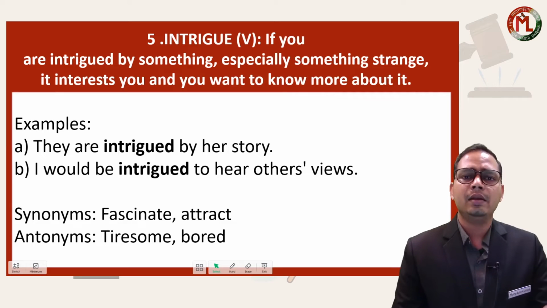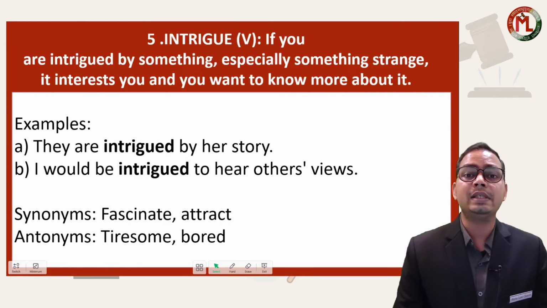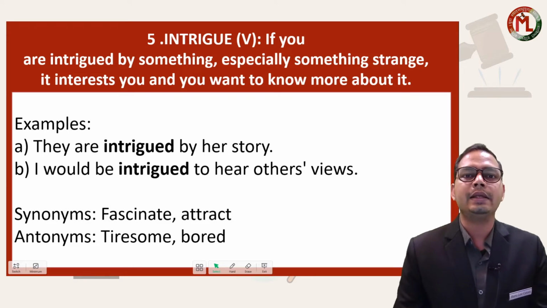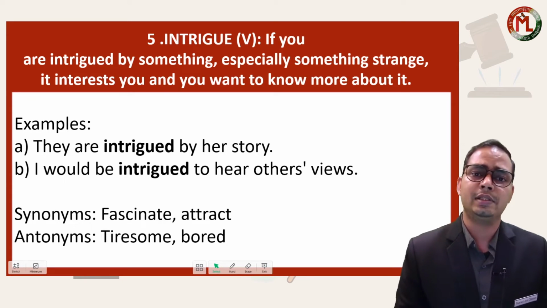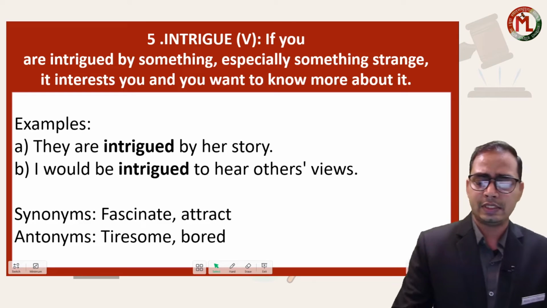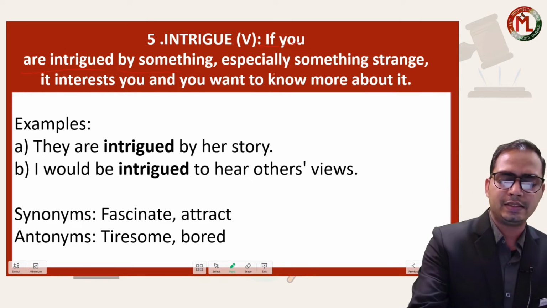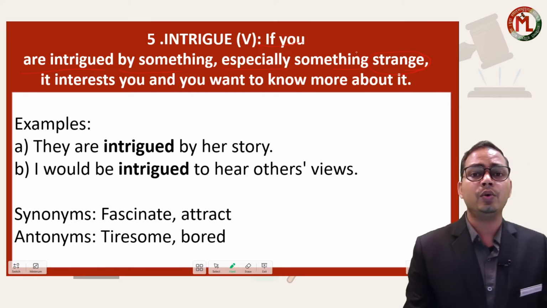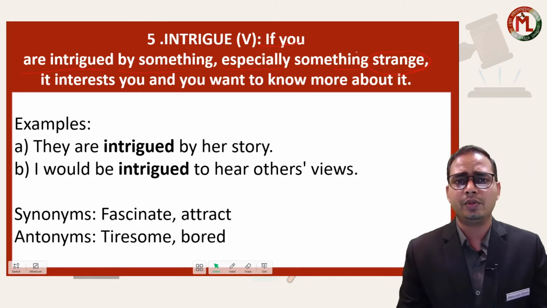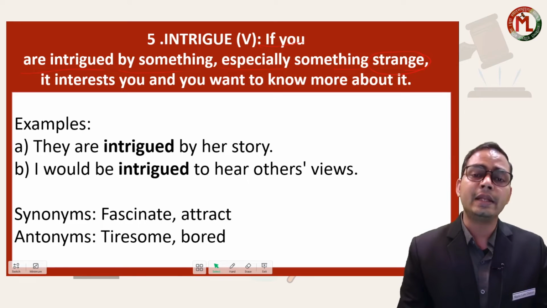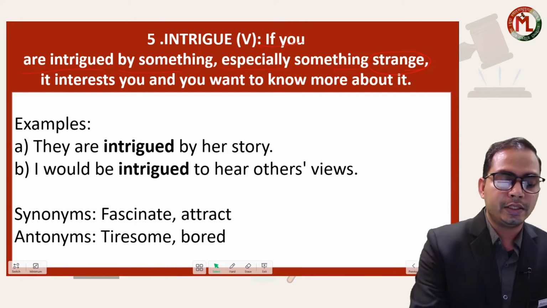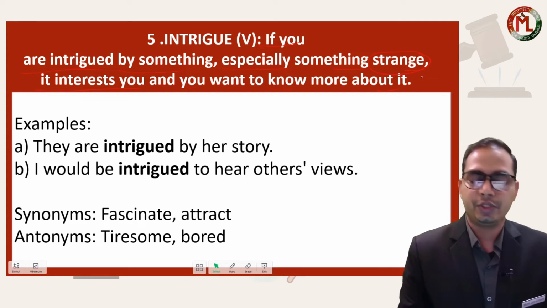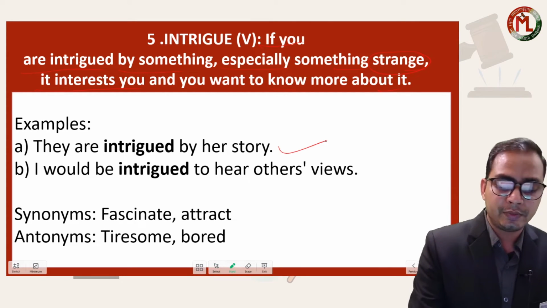Intrigue means, हिंदी में एक शब्द आपने सुना होगा, दिलचस्प. दिलचस्प मीन्स क्या होता है? When you are getting an interest towards something, that is intrigue. For example, if you are intrigued by something, especially something strange, कभी कभी कुछ नया देखते हो आप, कोई मूवी देखते हो, कोई नई बात सुनते हो, आप बहुत ही ज़्यादा इंट्रीग हो जाते हो, कुछ जानने के लिए उत्सुक हो जाते हो. So that is intrigue. Interest you and you want to know more about it. So that is intrigue. For example, they are intrigued by her story.